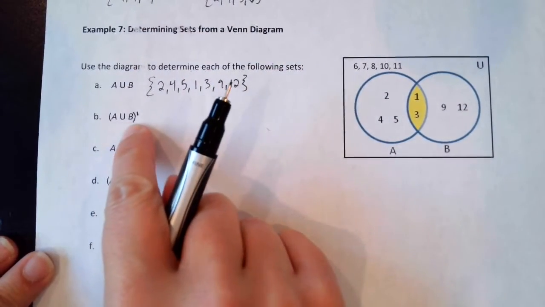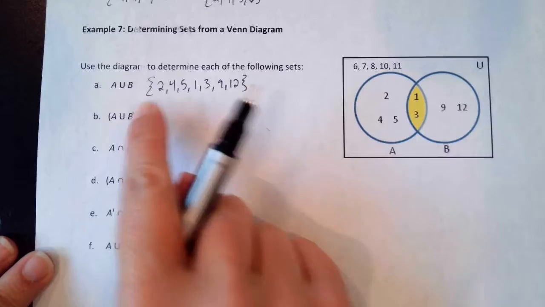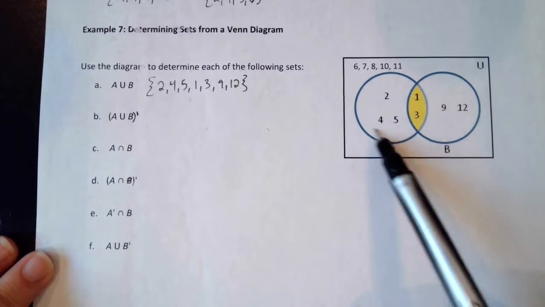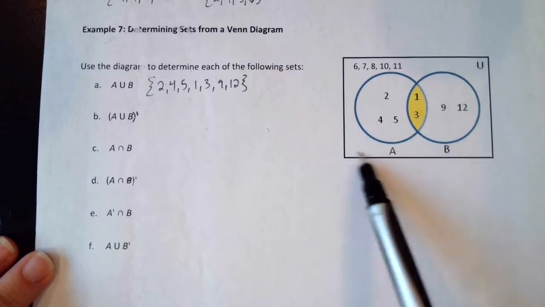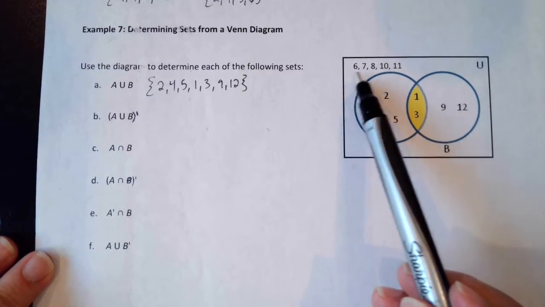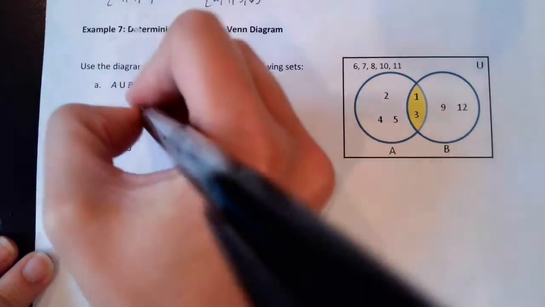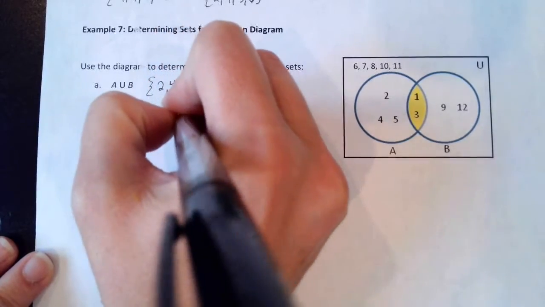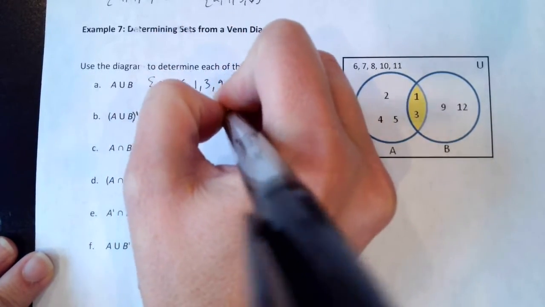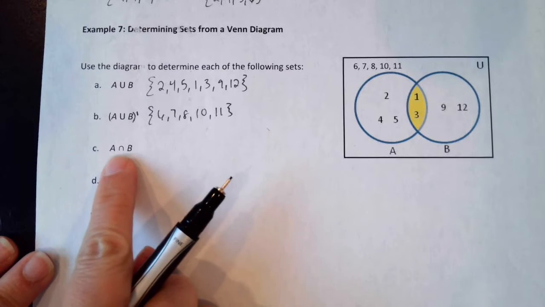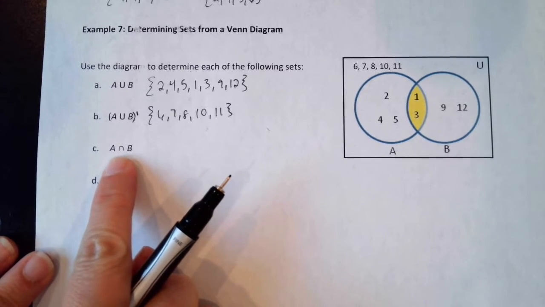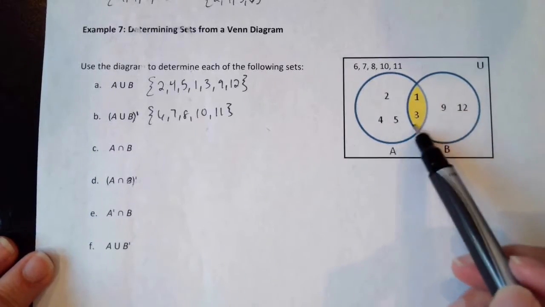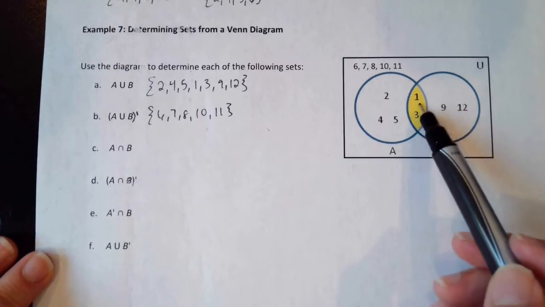Okay, so now I want A union B complement. So we already figured out A union B was everything in both of these circles. If I want the complement, I want everything outside of both of those circles. So that's going to be 6, 7, 8, 10, and 11. So 6, 7, 8, 10, 11. Okay, now I want A intersection B. So that means where do A and B overlap each other? Intersect means overlap. So that's just this little piece right here, this little yellow with 1 and 3.